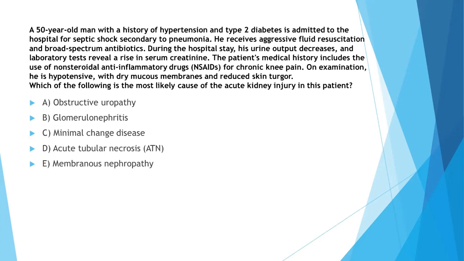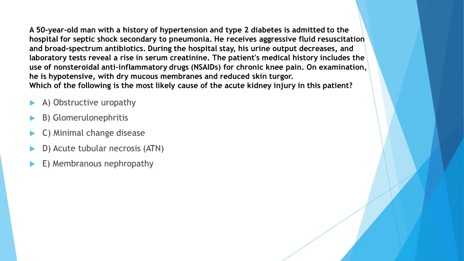A 50-year-old man with a history of hypertension and type 2 diabetes is admitted to the hospital for septic shock secondary to pneumonia. He receives aggressive fluid resuscitation and broad-spectrum antibiotics. During the hospital stay, his urine output decreases and lab tests reveal a rise in the serum creatinine. The patient's clinical history includes the use of NSAIDs for chronic knee pain.